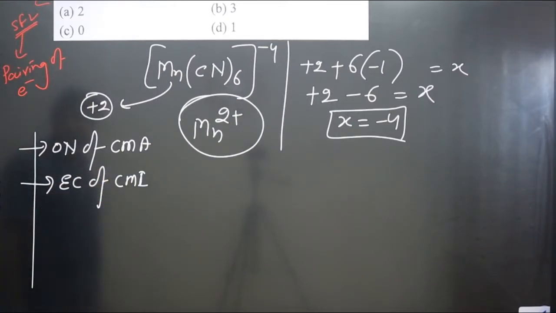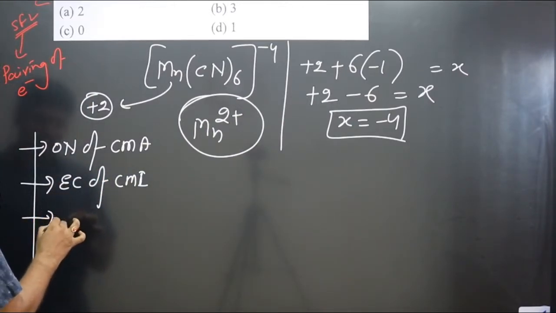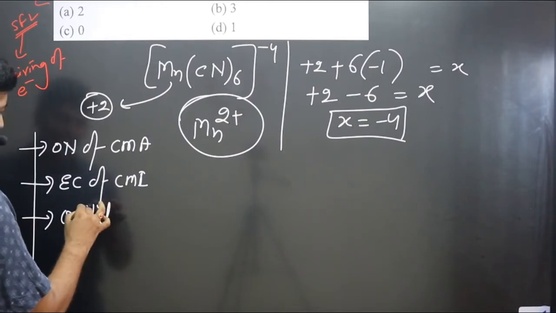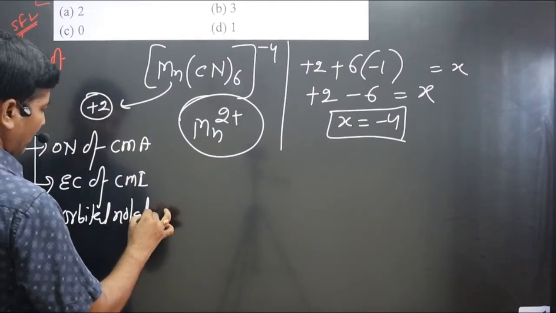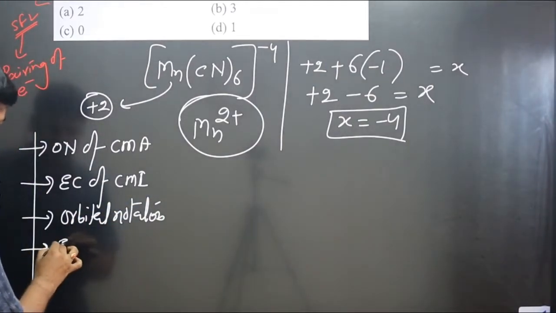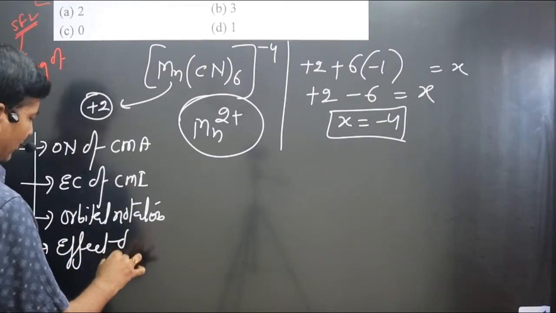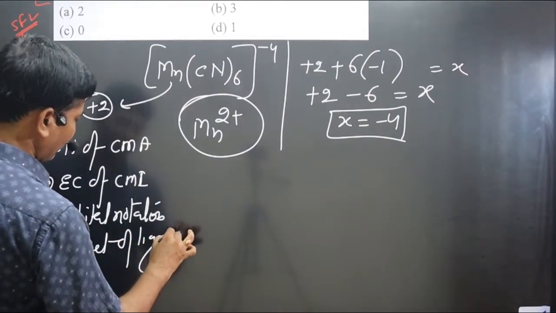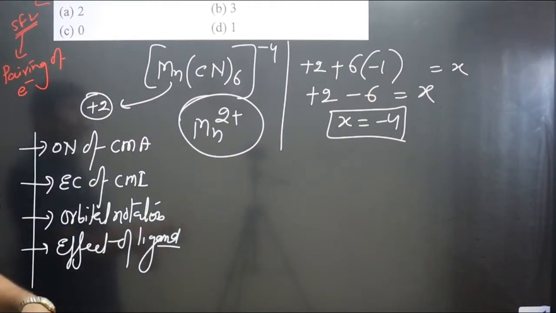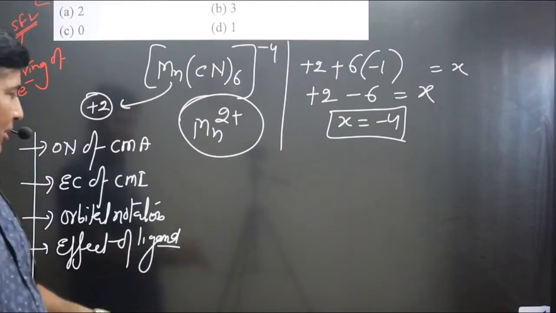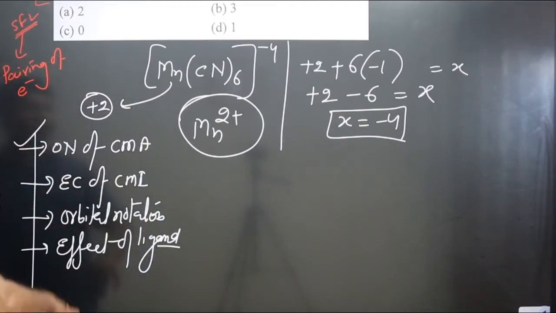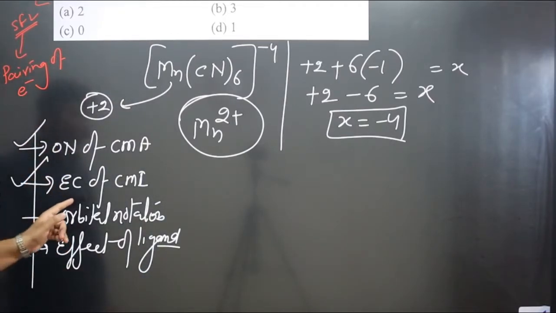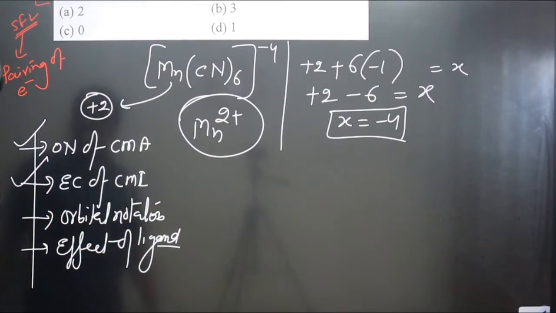Next we have to write the orbital notation for the central metal ion. And in the last, you should consider the effect of ligand, whether a strong field ligand or a weak field ligand is there. A strong field ligand causes pairing of electron, as I have already written. The pairing of electron will be taking place. So the first step is done already. We move on to the second step, writing the electronic configuration for the central metal ion.